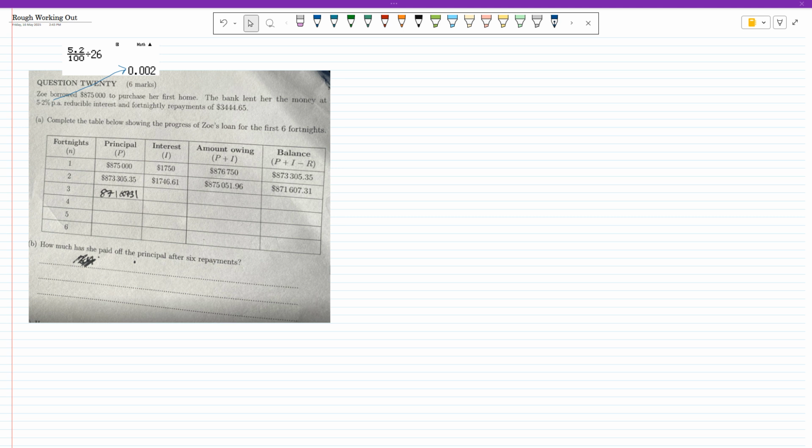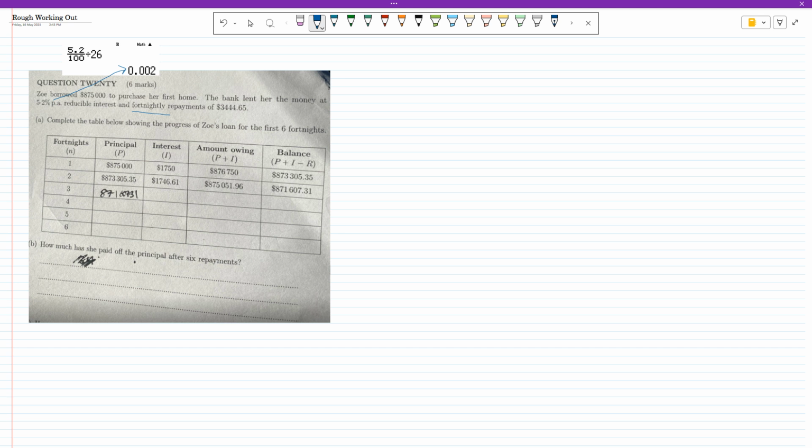The bank lent her the money at 5.2% per annum, reducible interest, and fortnightly repayments of $3,444.65. Now, first thing, we have 5.2% per year. I'm going to convert that into fortnight interest, which is 0.002. And let's have a look at the table. Let's see what's happening in the table.